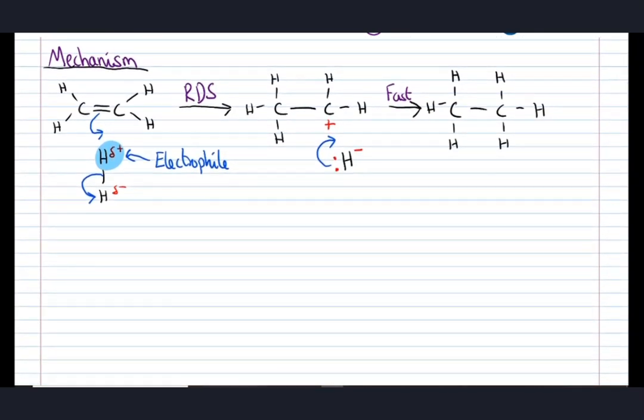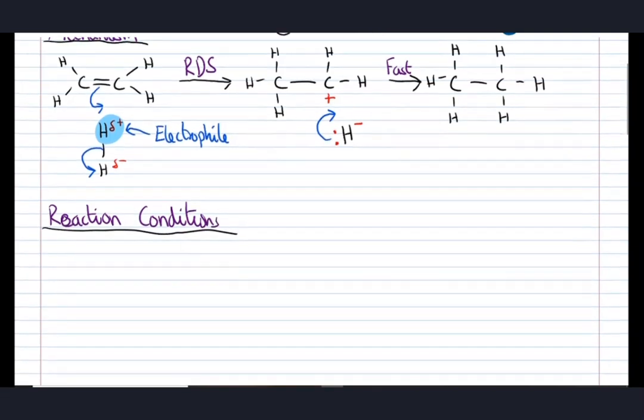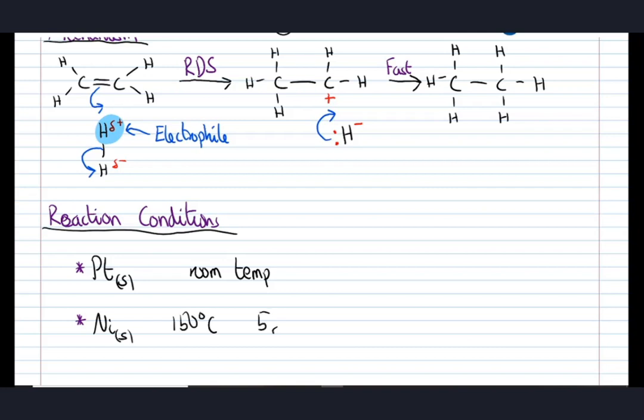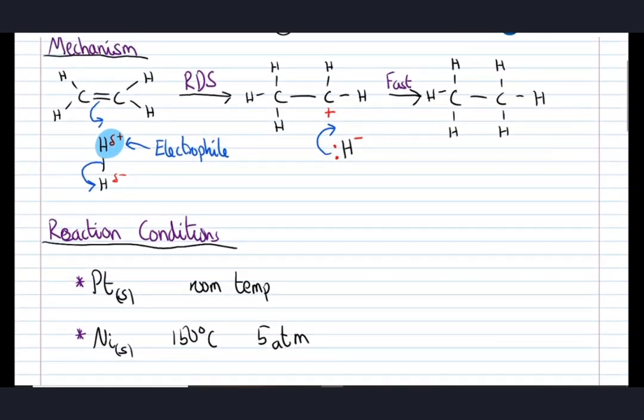Now we need to have a look at the reaction conditions. There are 2 possible ways we could go with this. If you've got lots of money and you're really rich, you could go for a platinum catalyst and room temperature. If you haven't got that much money, then you might be thinking of a nickel catalyst, but at 150 degrees C and 5 atmospheres. And that's it. That's the electrophilic addition of hydrogen across an unsaturated alkene functional group.